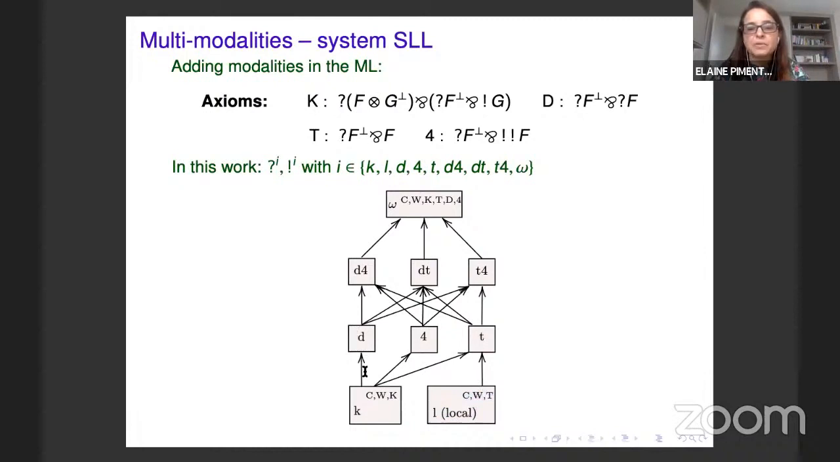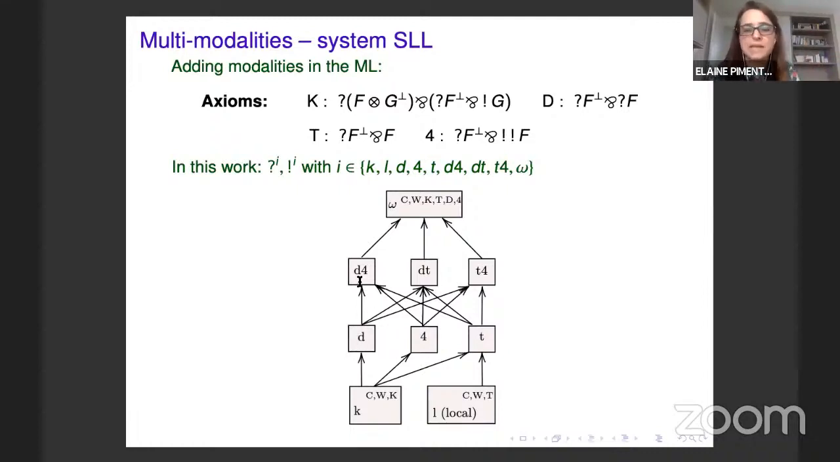And then here I put this sub-exponential that I call D. D has seriality, but also has K. So when you move up, everything that you had before, you continue to have plus something else. So D has weakening, contraction, plus K, plus D. Four has weakening, contraction, plus K, plus four. T has weakening, contraction, plus K, plus T. So here you have the dereliction, four you have persistent, and D you have seriality.